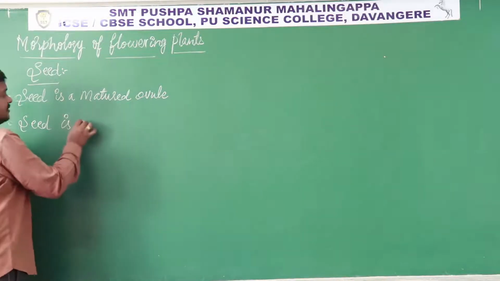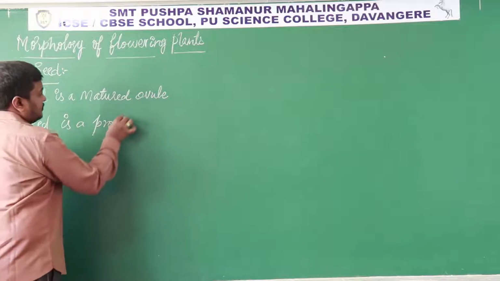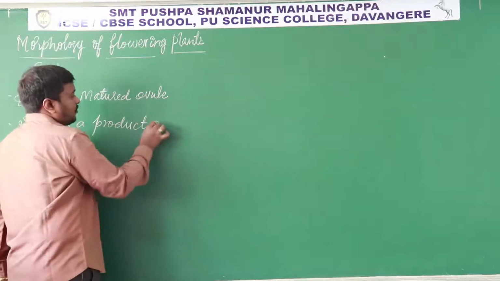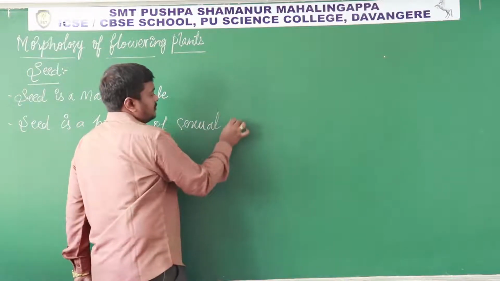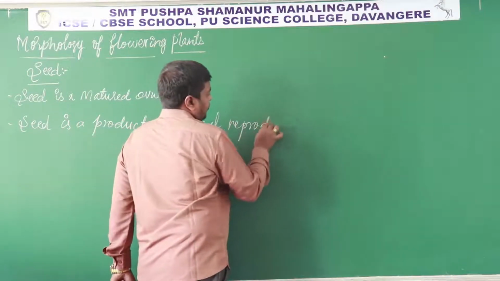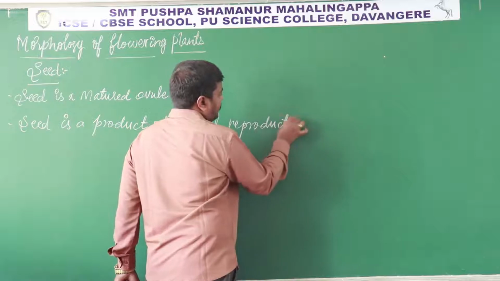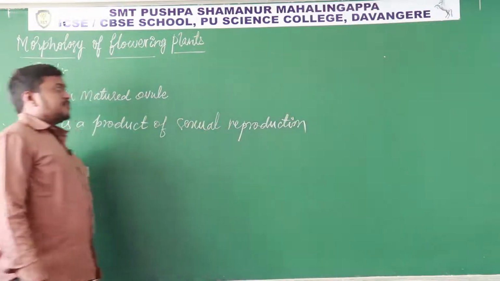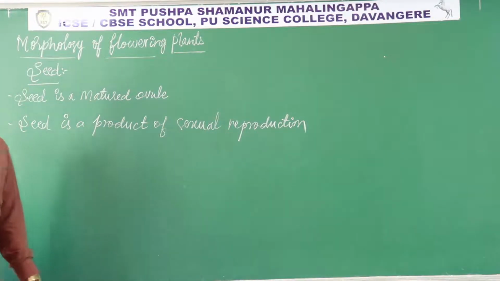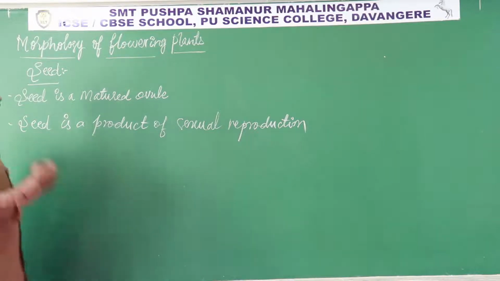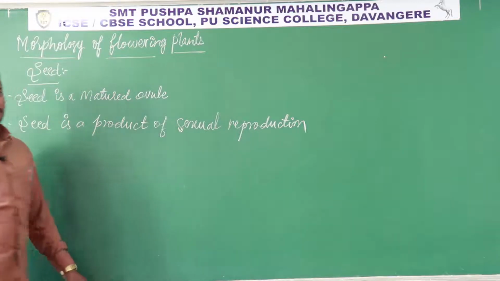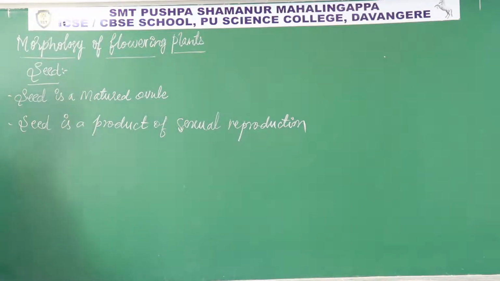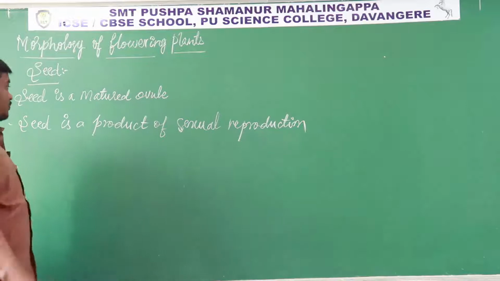Seed is a product of sexual reproduction. Of course, a few exceptions are there, which we are going to learn in second year. Without sexual reproduction also, in some cases a seed is formed, called apomixis. You will study that next year.